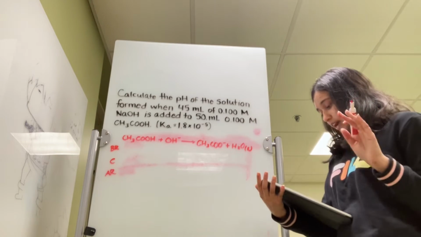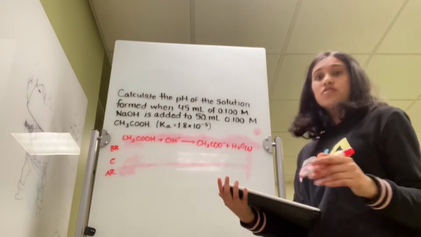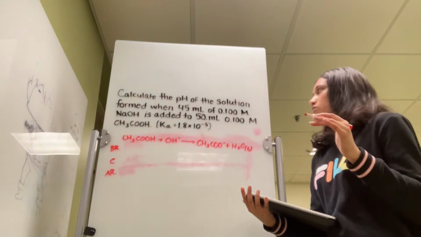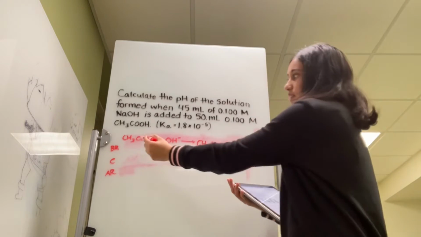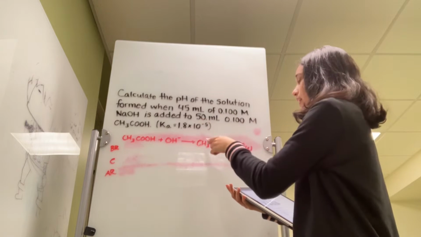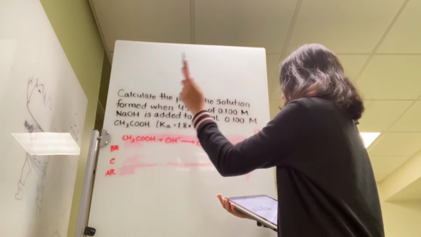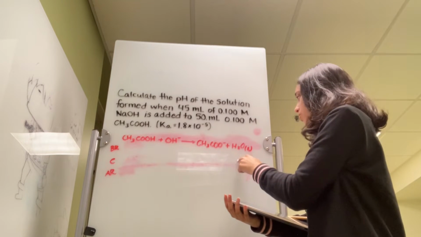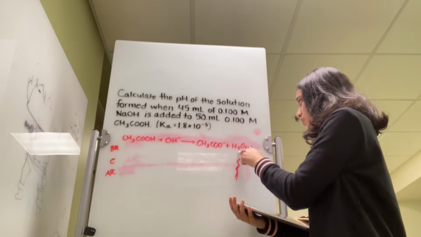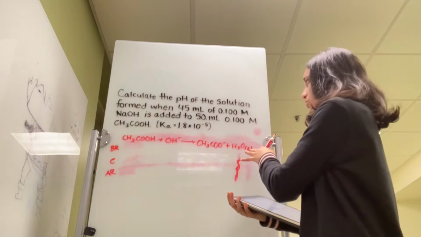So if a peer asks me for help on this problem, I would advise them to write out the reaction just to visualize what's happening. The problem states that acetic acid and a strong base are being combined, and this would form the conjugate base of the weak acid and water, which will not affect this problem because it's a liquid.